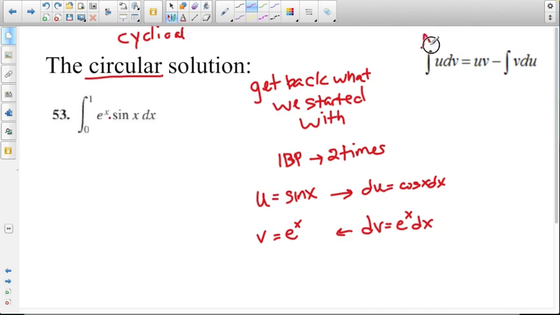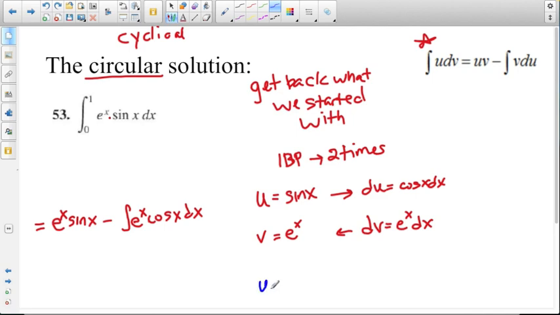And I'm going to go ahead and set up my integration by parts. I'm going to take u times v, so u times v is e to the x sine x, minus the integral of v du, which looks like e to the x cosine x. Unfortunately we don't get something that we can integrate that easily, but we still have a product of two functions. So we're going to go through the process again.